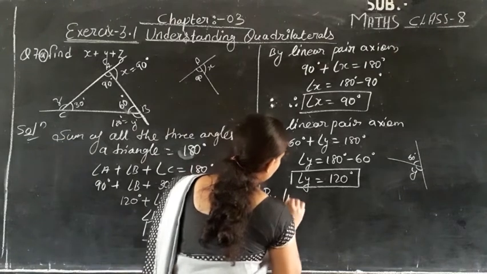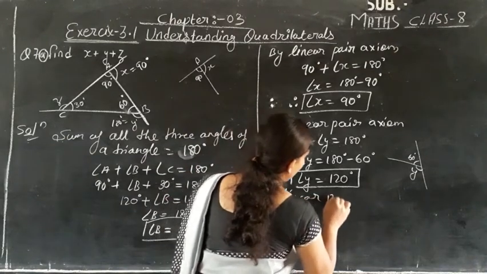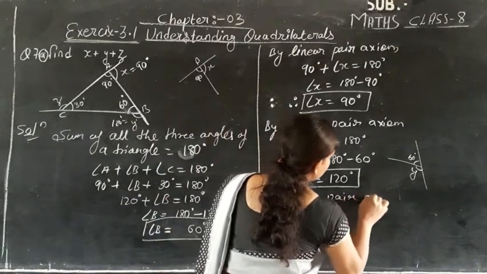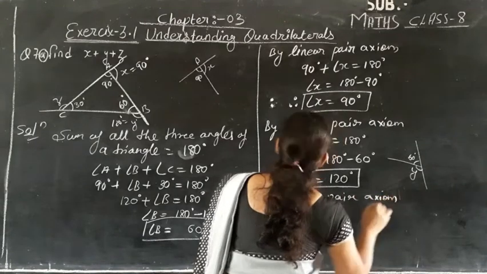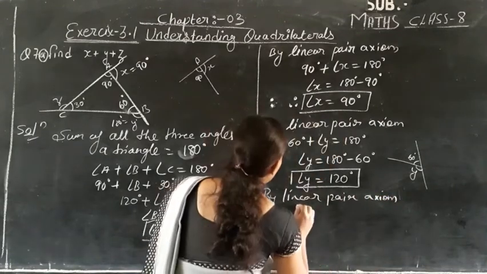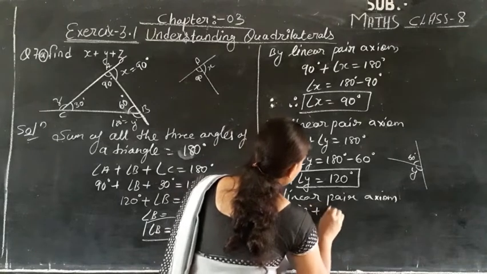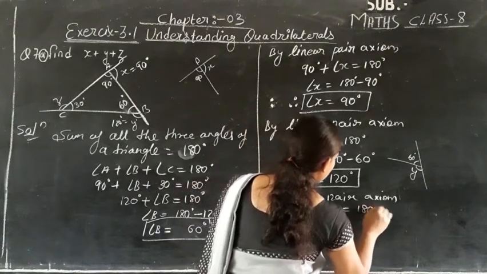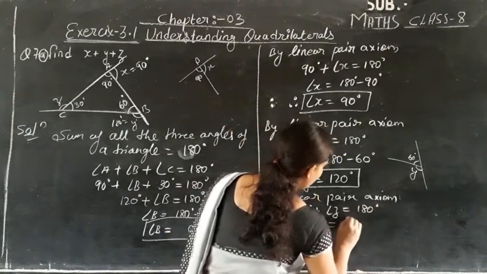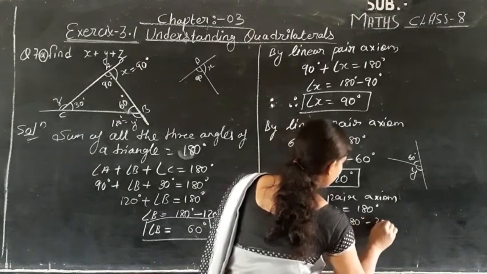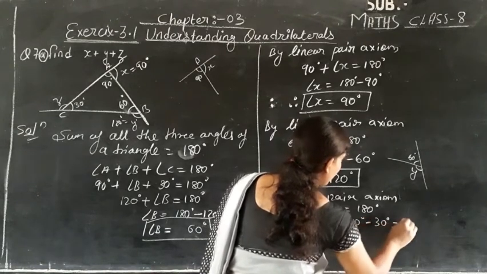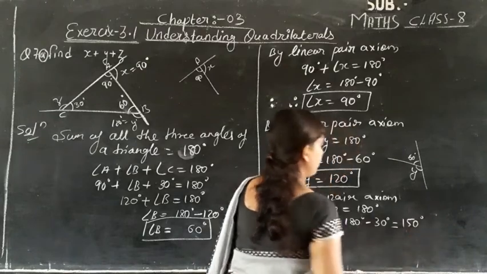In the same way we are going to find angle z. Again by the linear pair axiom, 30 degrees plus angle z is equal to 180 degrees. So angle z is equal to 180 degrees minus 30 degrees. How much will it be? It will be equal to 150.